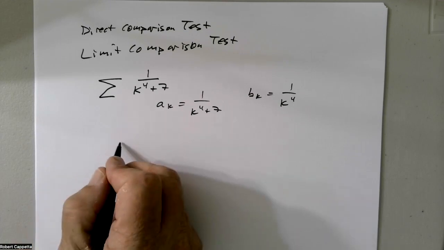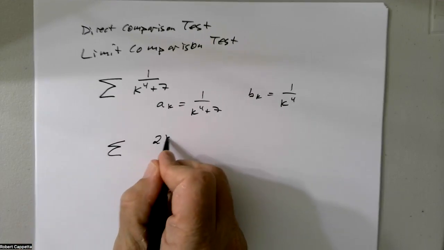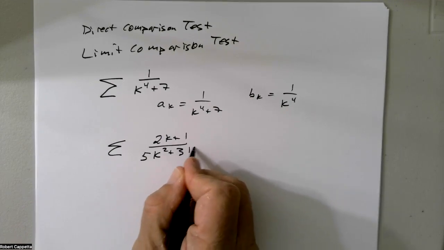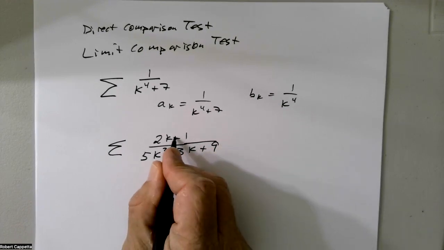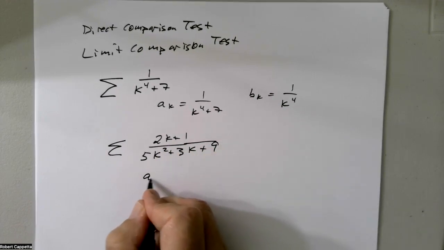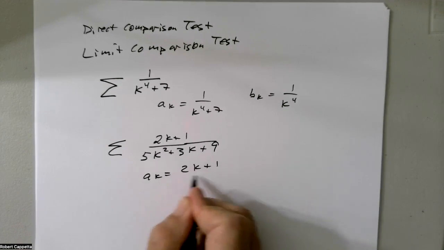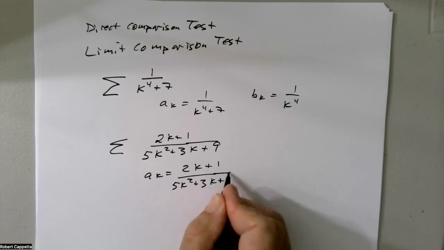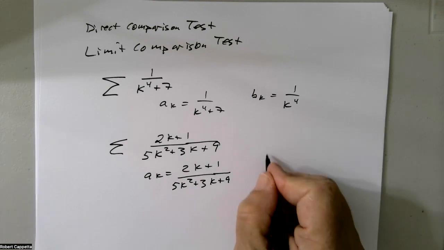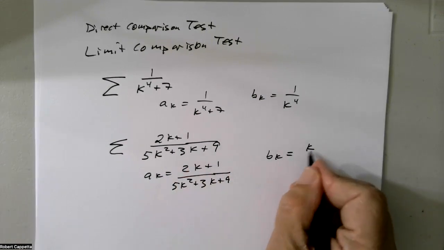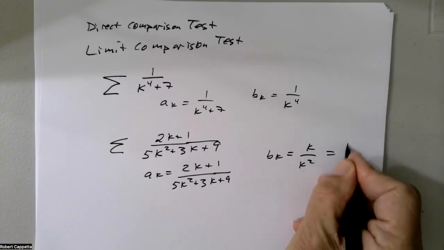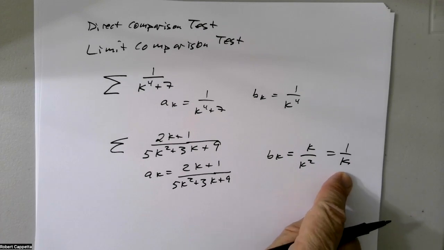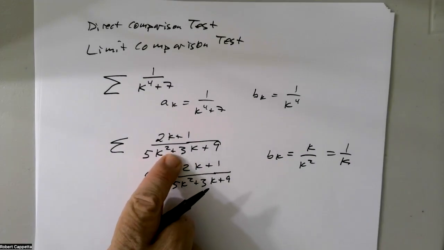Same thing for the limit comparison test. I'm looking at, like, I don't know, 2k plus 1 over 5k squared plus 3k plus 9. The top is basically k, the bottom is basically k squared. My a sub k being all this, 2k plus 1 over 5k squared plus 3k plus 9, what do I want to compare it to? What is this behaving like? The top is essentially k, the bottom is essentially k squared. It's behaving like 1 over k. And we know this guy diverges, so guess what? You will see later on that this also diverges based on the limit comparison test.